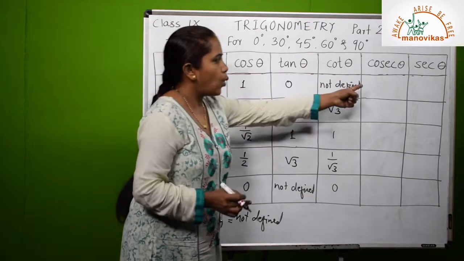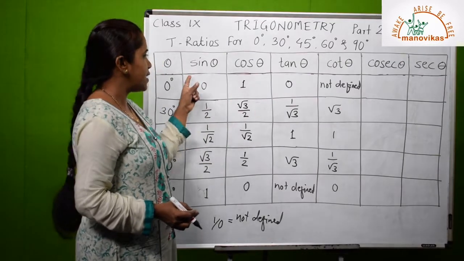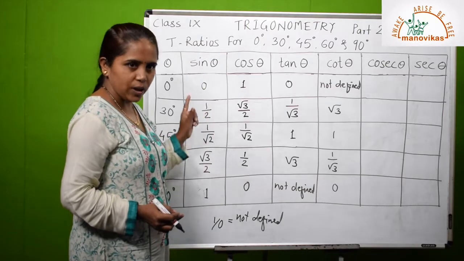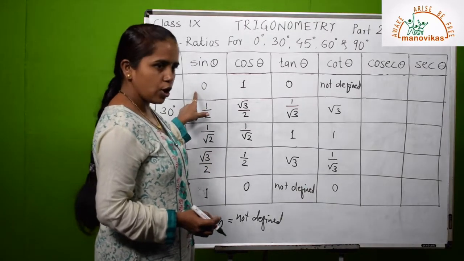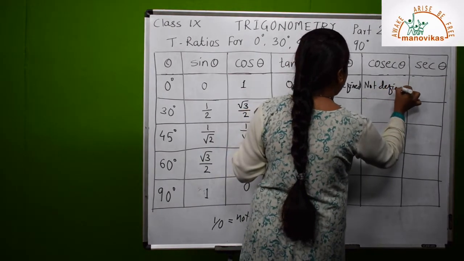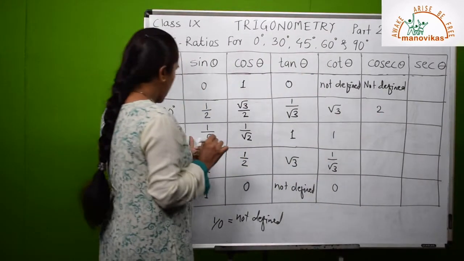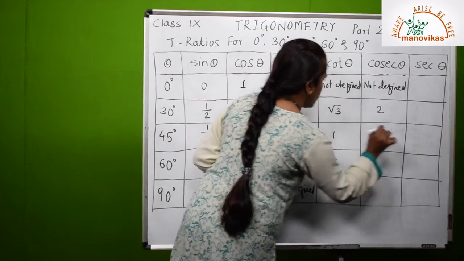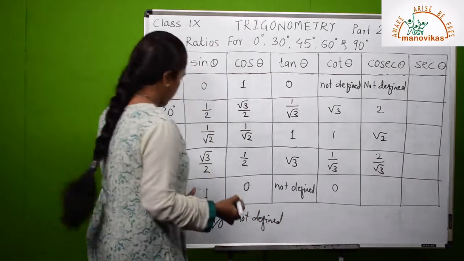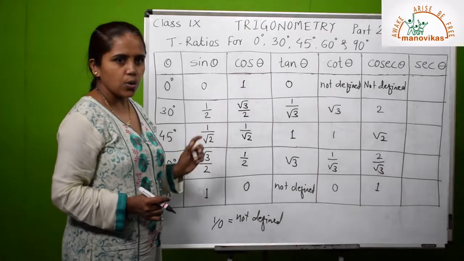Now again cosec theta. Cosec is a reciprocal of what? Cosec is a reciprocal of sine. So take the reciprocal of the first column, that is sine theta value. Reciprocal of 0, again 1 upon 0, not defined. Then half reciprocal is 2. 1 upon root 2 reciprocal is root 2. Root 3 by 2 reciprocal is 2 by root 3. And 1 reciprocal is 1. These are the values for cosec theta.